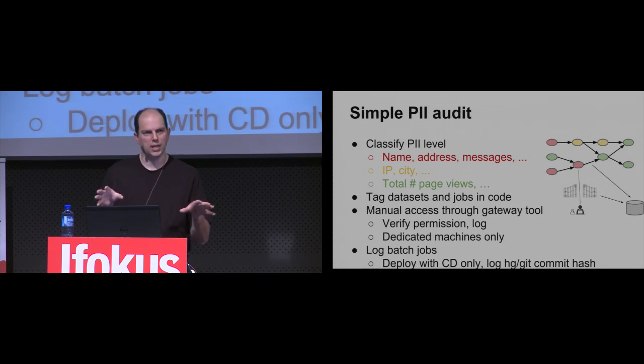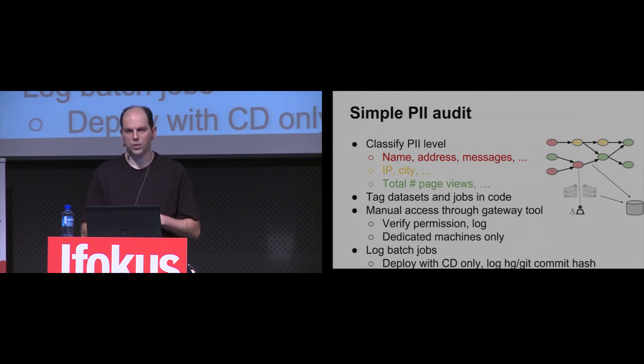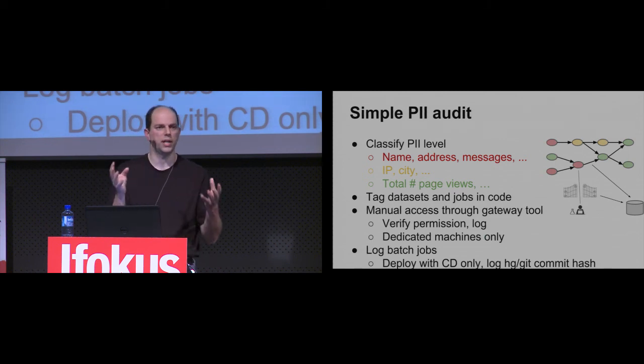And then I would recommend that you classify data sets. We use the red, yellow, green pattern at Schibsted, and audit the accesses to red and yellow ones. For manual usage, what we did at Schibsted was to have a gateway tool, so all data access went through one tool. And that turned out to work really well because it was possible to log every access of that tool, and it also enabled the data scientists because they could discover the data functionality through that tool.